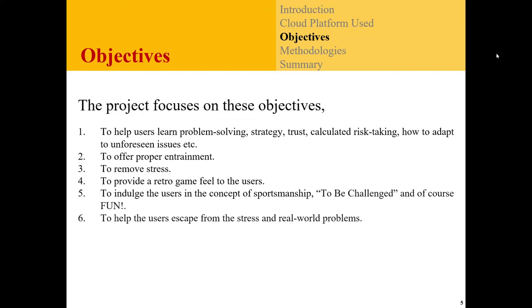The project has these objectives: to help users learn problem solving, strategy, trust, calculated risk taking, how to adapt to unforeseen issues, etc. To offer proper entertainment, to remove stress, to provide a retro game feel to the users, to indulge the users in the concept of sportsmanship, to be challenged and of course have fun. To help the users escape the stress from real world problems.